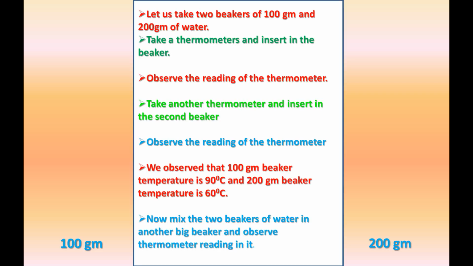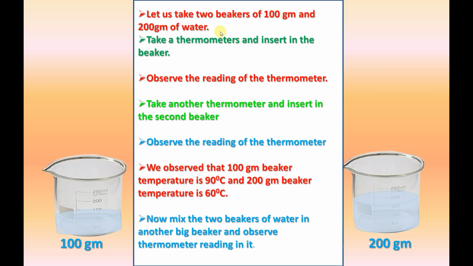that lesson. What's the lesson? The principle of the method of mixtures and how to derive the resultant temperature of the mixture. That is, we have to take two samples. First of all, let us take two beakers with 100 grams and 200 grams of water. Here we have taken 100 grams and 200 grams of water.